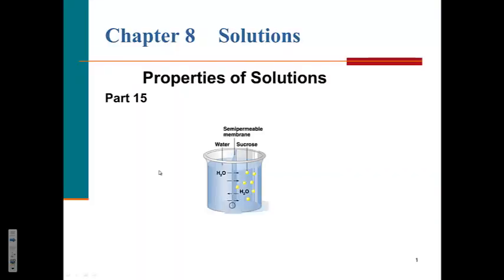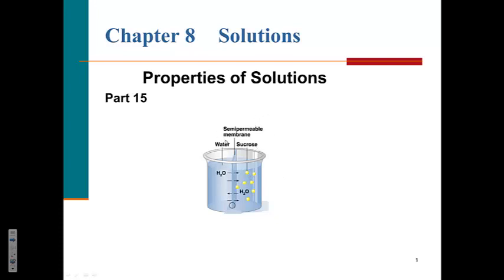After it deals with solutions, we'll call this part 15. It is not found in your textbook, but it is something we need to cover. There are a number of different properties of solutions that we'll talk about in this lecture. The figure you see here has more to do with osmosis, and we'll be getting to that in another section, but also part of this lecture.